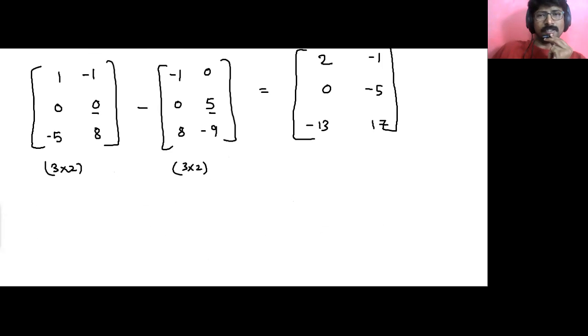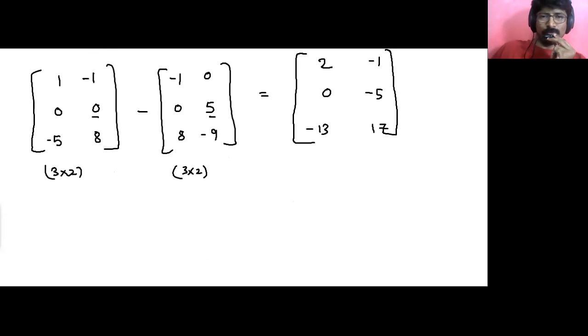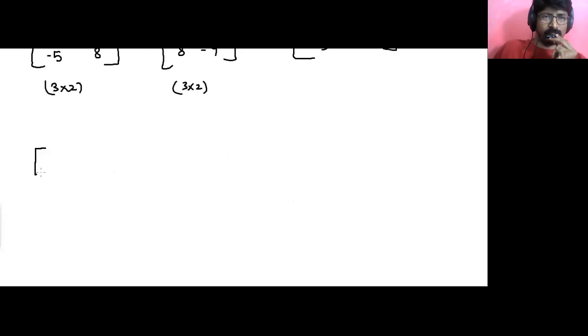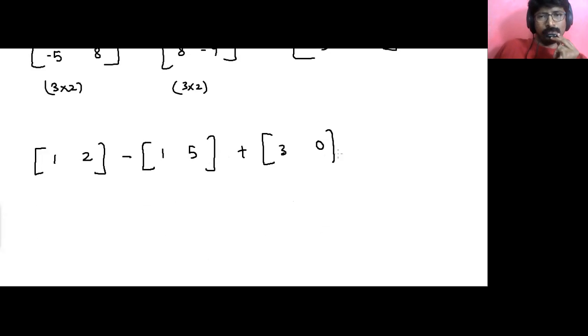Now someone will say, so what if they are together? Yes, we can do that too. I'll just take one example like this: 1, 2, minus 1, 5, plus 3, 0. So can we do that together? Yes, of course, we can do that too. 1 minus 1 will become 0, isn't it?